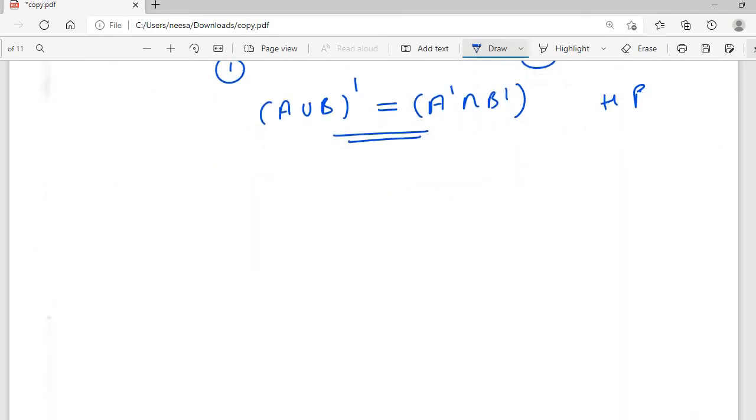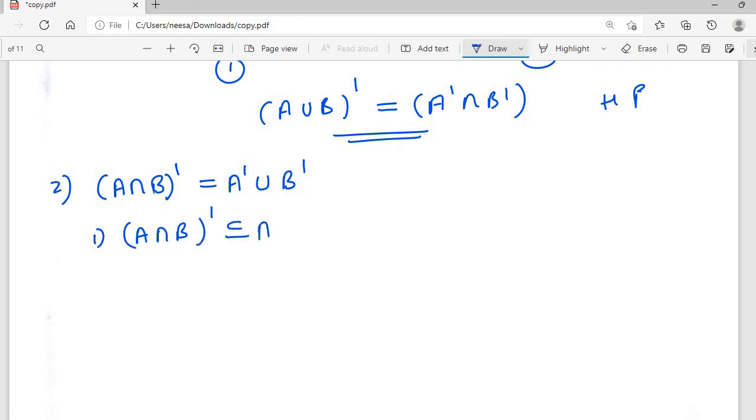Okay, now let's start with the second De Morgan's law, which is about the intersection: (A intersection B) whole complement is equal to A complement union B complement. Again, this is an equality, so we have to do it in 2 steps. Step number 1: (A intersection B) whole complement is a subset of A complement union B complement. And the second step, just the opposite of it: A complement union B complement is a subset of (A intersection B) whole complement. So we have to prove these 2 statements.